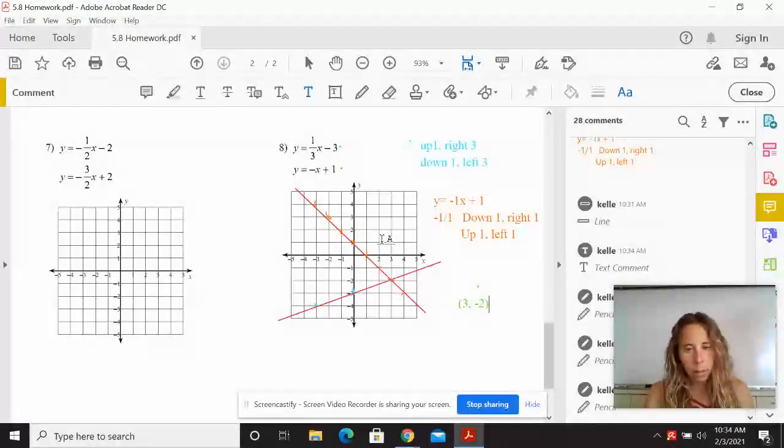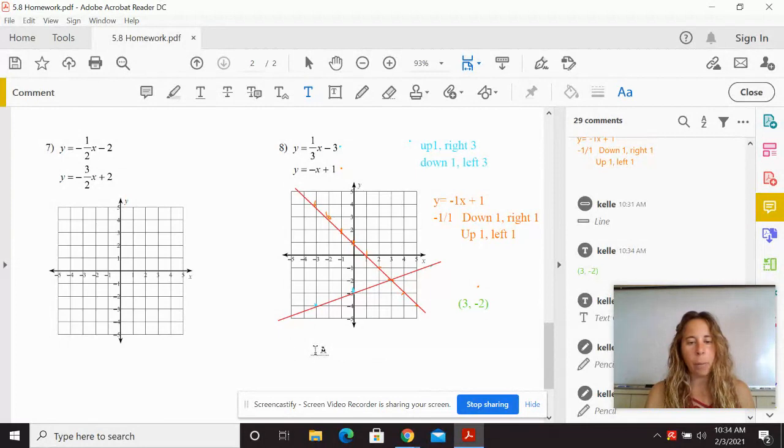Once again, if I were to substitute this point into both equations, it would work. For example, I'm going to substitute it into the bottom one. So y is negative 2 equals negative x plus 1, so negative 3 plus 1 is negative 2. That checks out. It works. It would also work in the top equation.